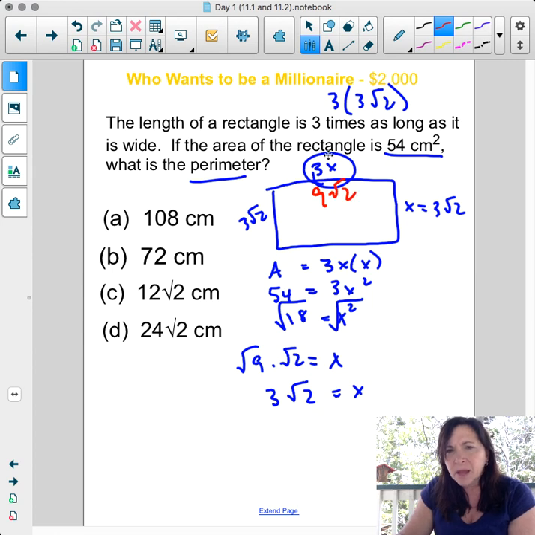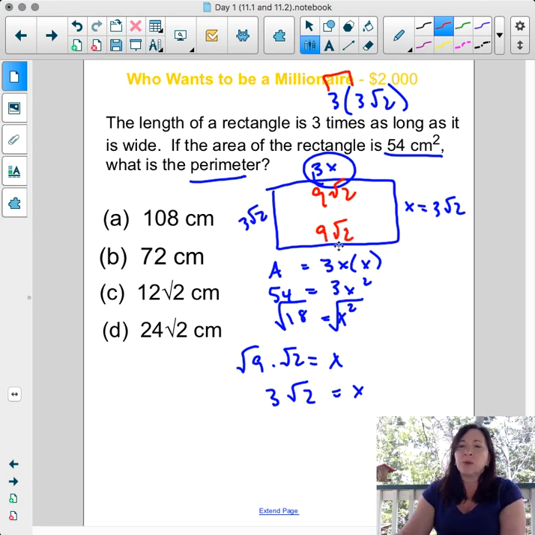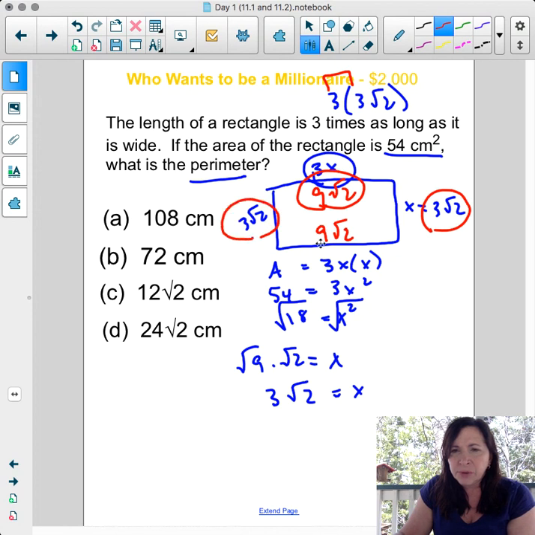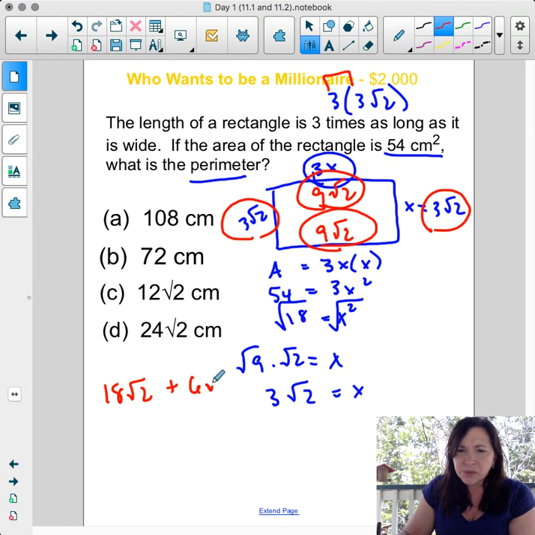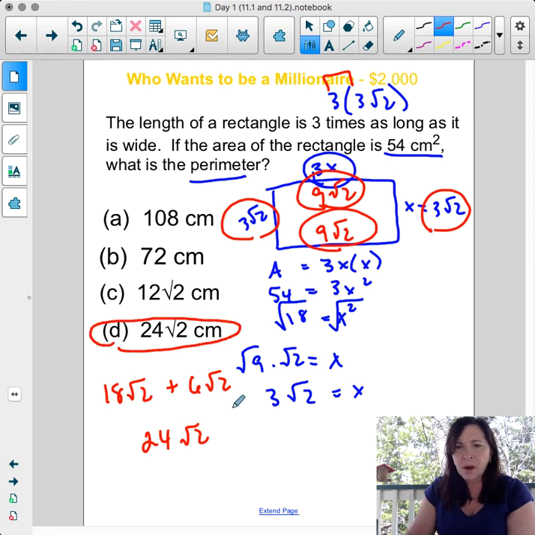Because remember, numbers get multiplied with numbers. So 3 gets multiplied by 3. And if that's 9 root 2, opposite sides of a rectangle are equal lengths. So we have to find the perimeter. So all we have to do is add up 3 root 2, 9 root 2, 3 root 2, 9 root 2. So that looks like we have 18 root 2 plus 3 is 6, 6 root 2, and 18 plus 6 is 24 root 2. And so that right here would be my perimeter, and that's units or centimeters.